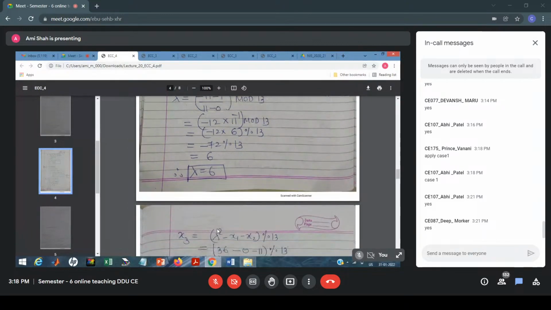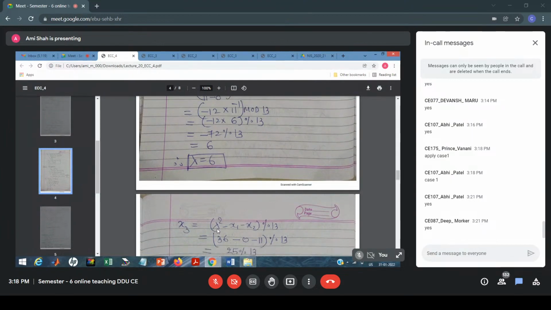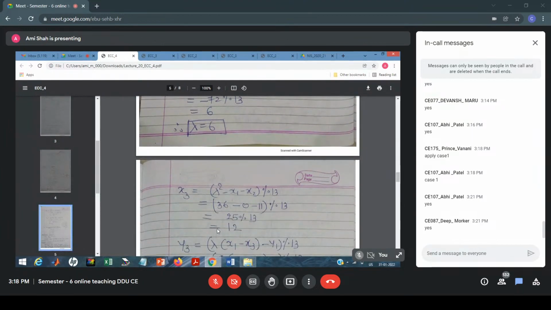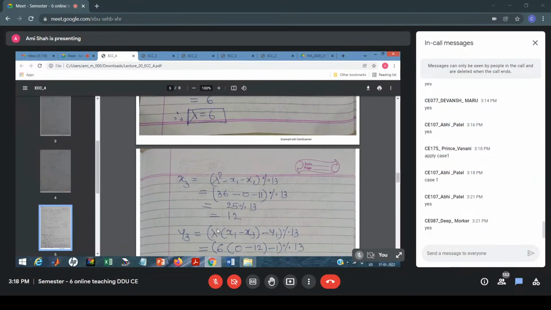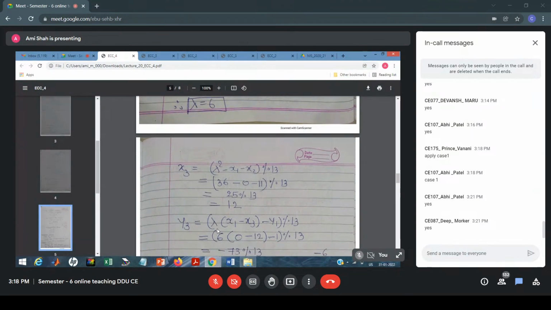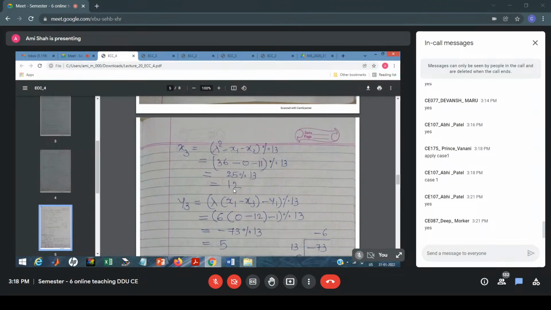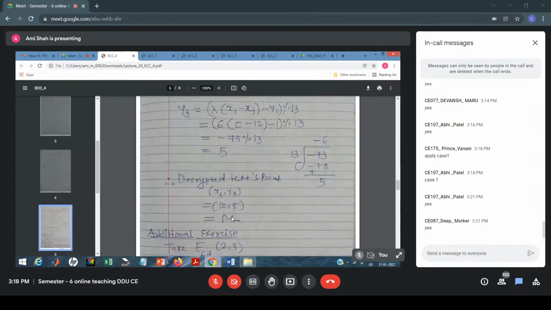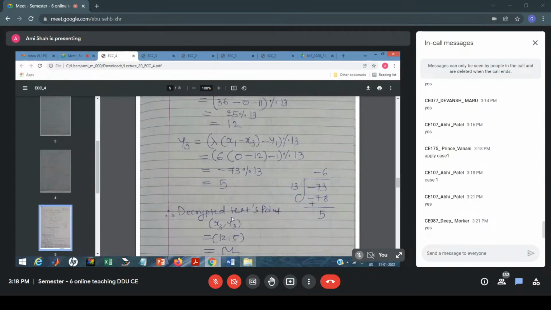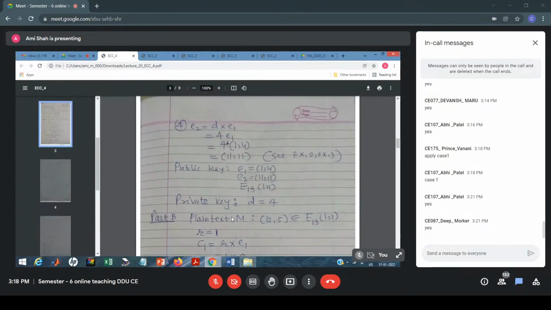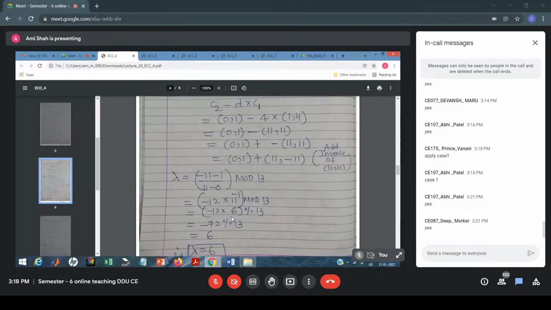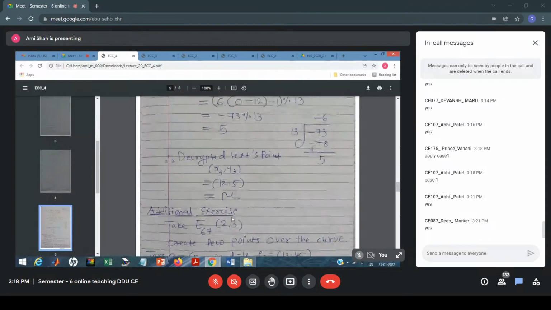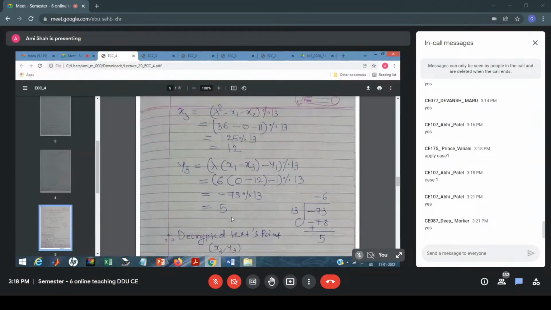Once I get lambda equals 6, I use the equation x3 equals lambda square minus x1 minus x2 modulo 13. Finally, when I put in the values, I get 12, and y3 equals 5. So the decrypted point is (12, 5). All of you know that the plain text I initially took was (12, 5), and after decryption the value of (x3, y3) is (12, 5).